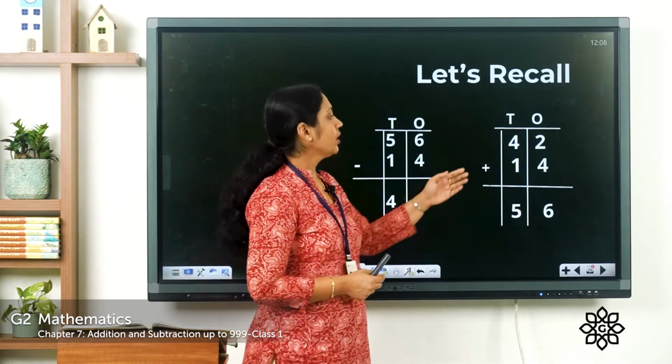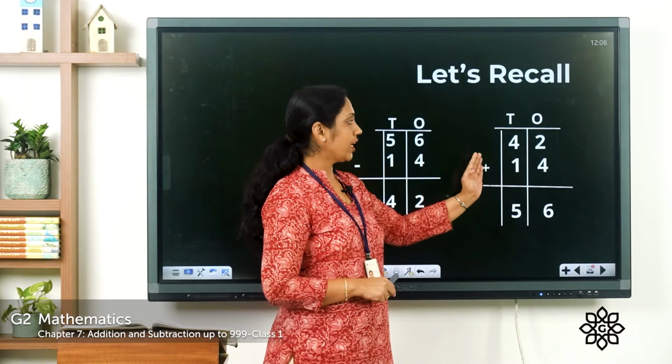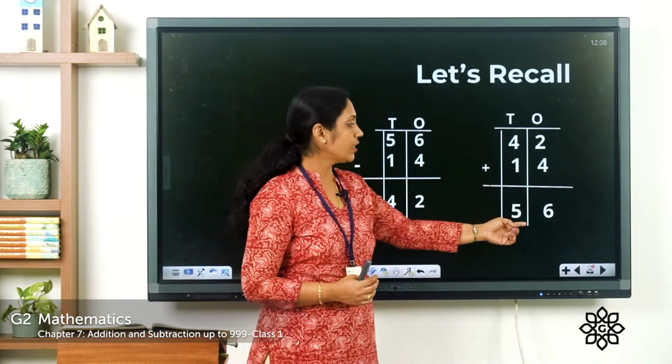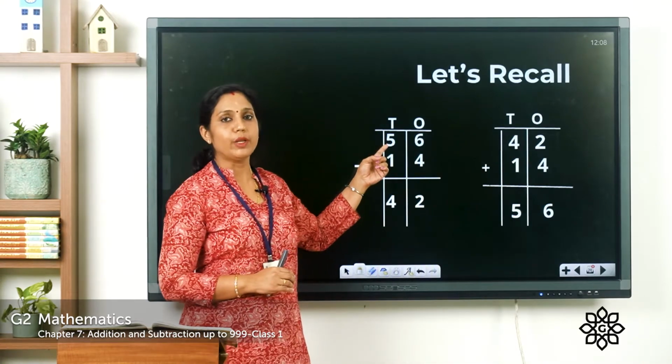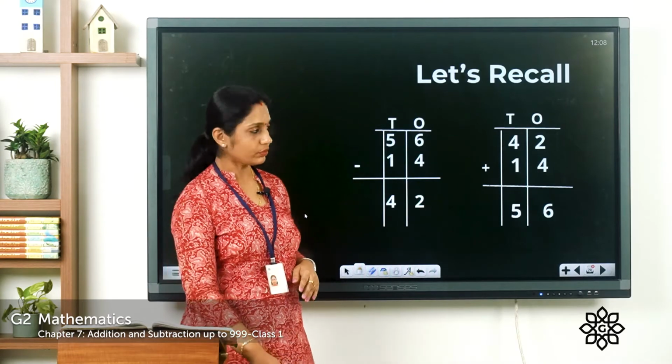Let's see, 2 plus 4 is equal to 6. And in the tens place we have 4 plus 1. 4 plus 1 is 5. We got 56. So just check here, the minuend is 56. So we can say that our answer is correct.